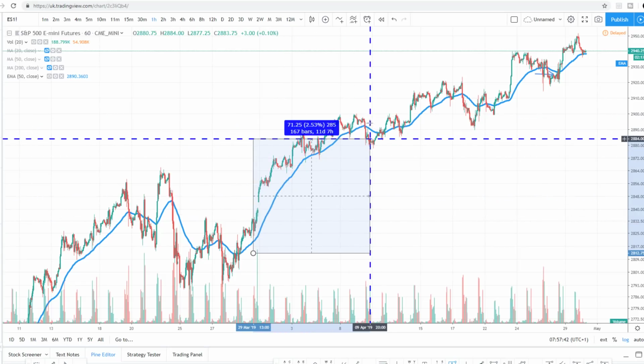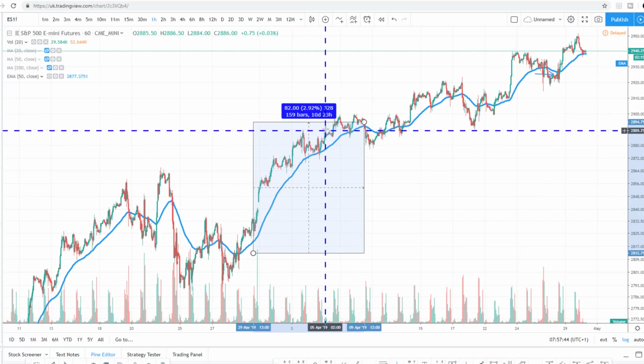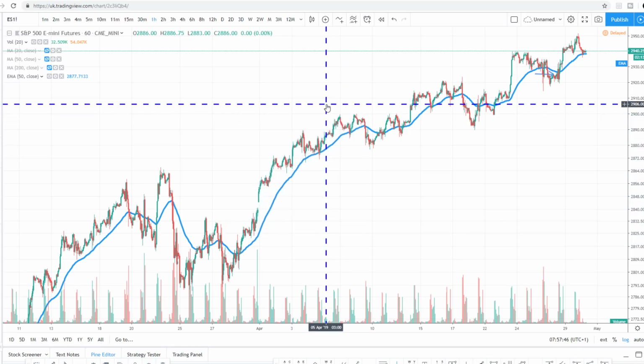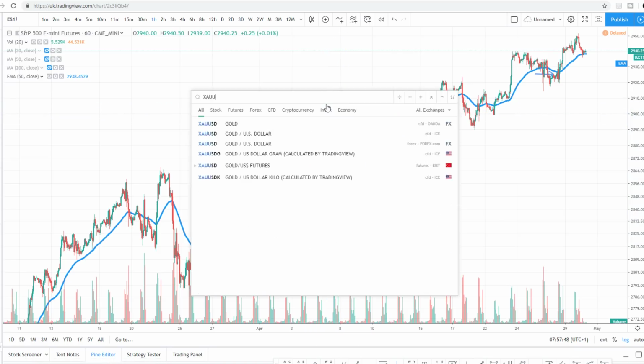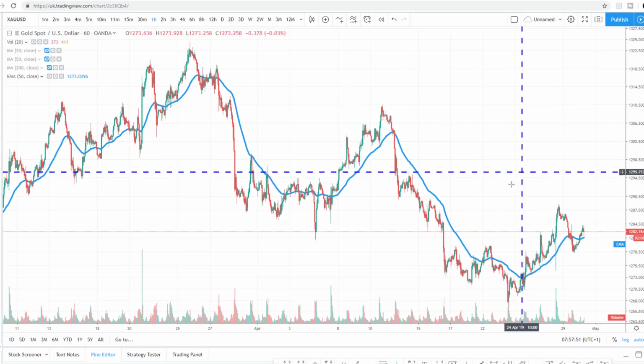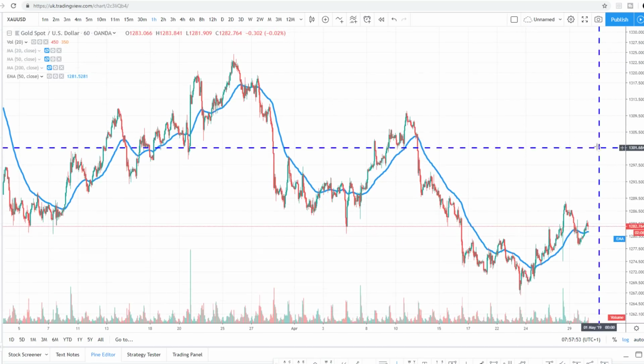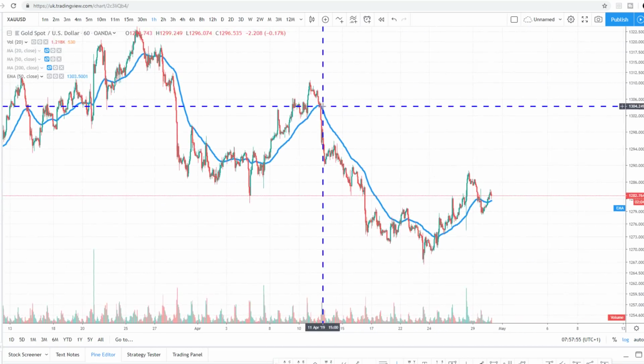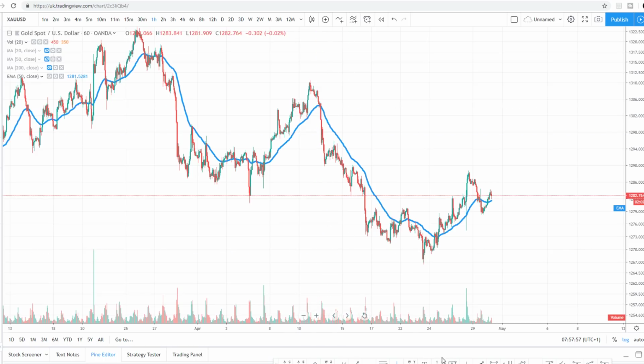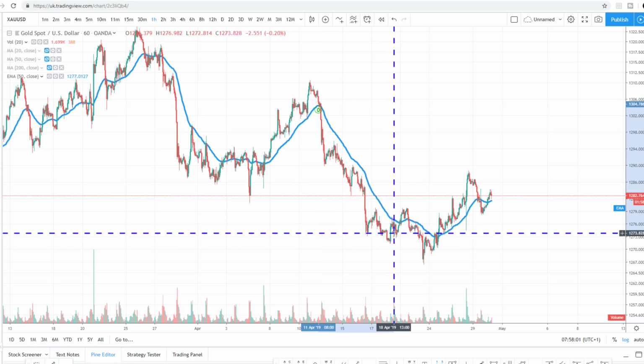But as you can see, that would have got you 82 handles within 10 days, if that's the way that you want to do it. Now, on gold, it often works well. So as you can see here, it breaks down below the 50 exponential moving average, and it didn't really cross back again until here.